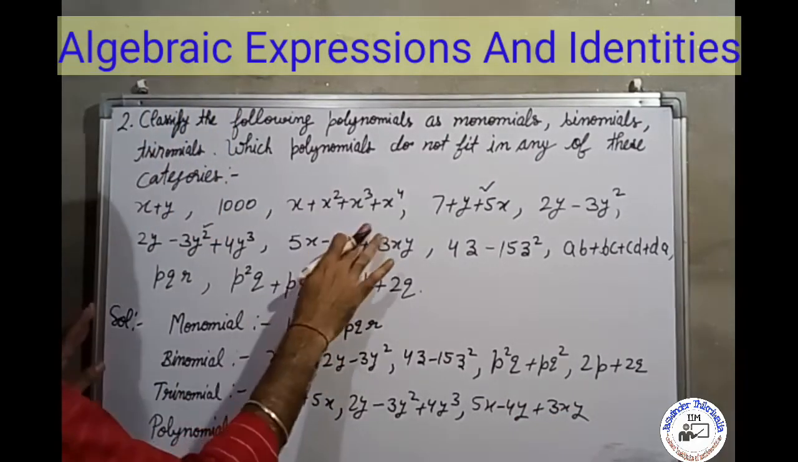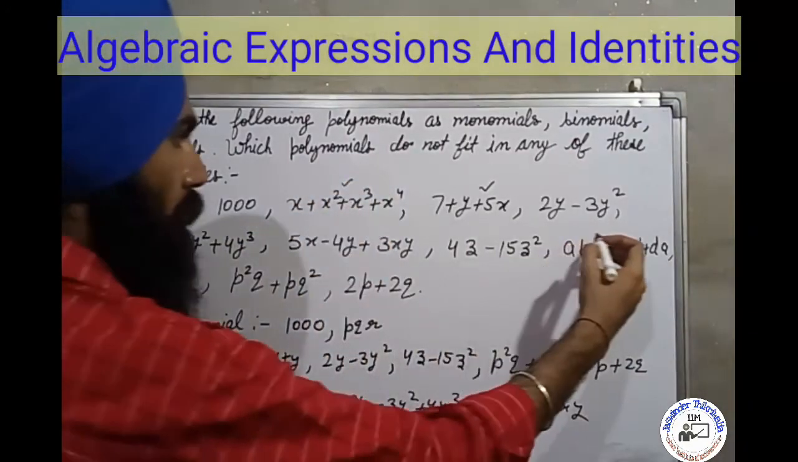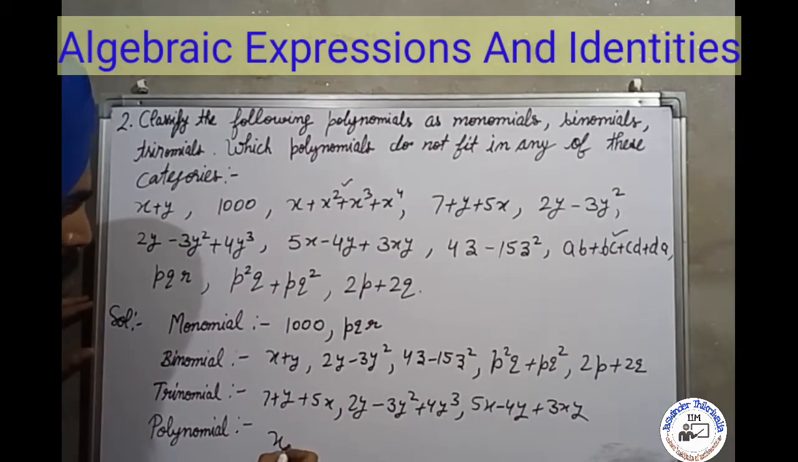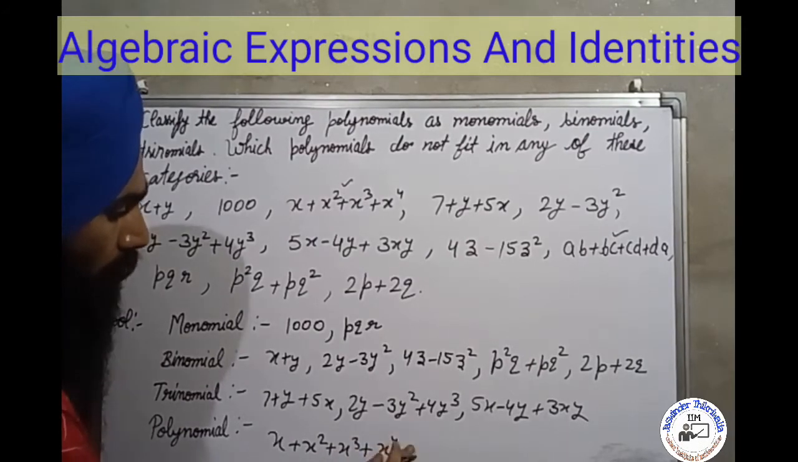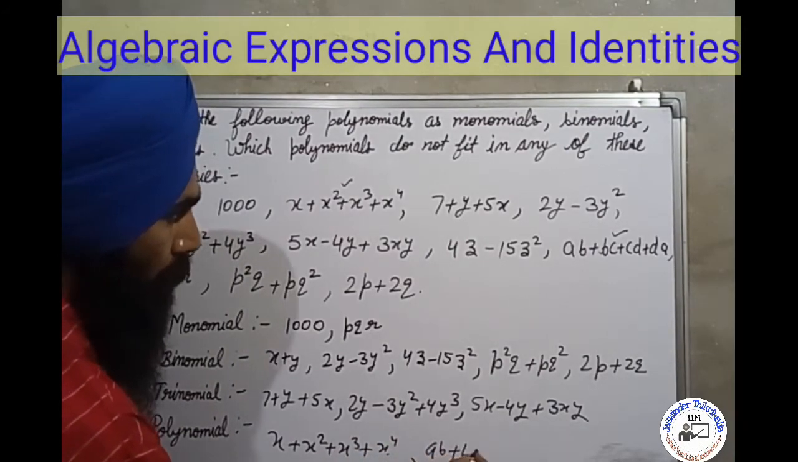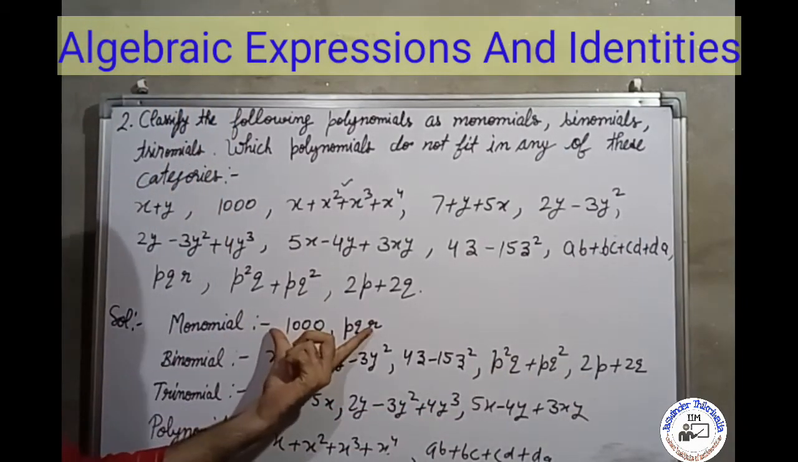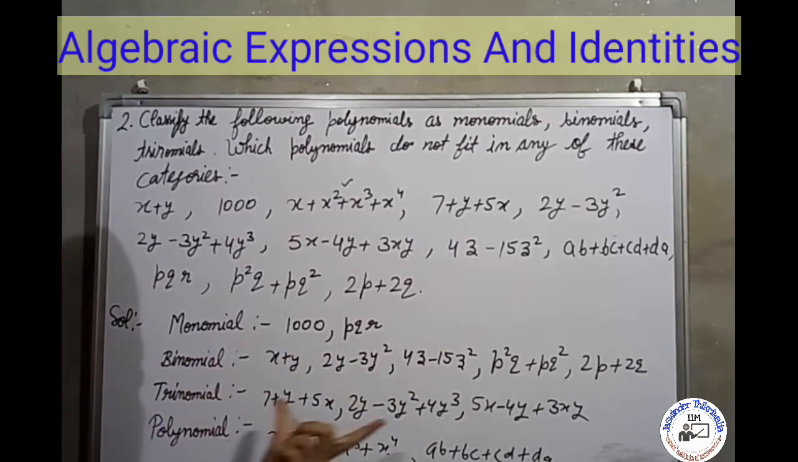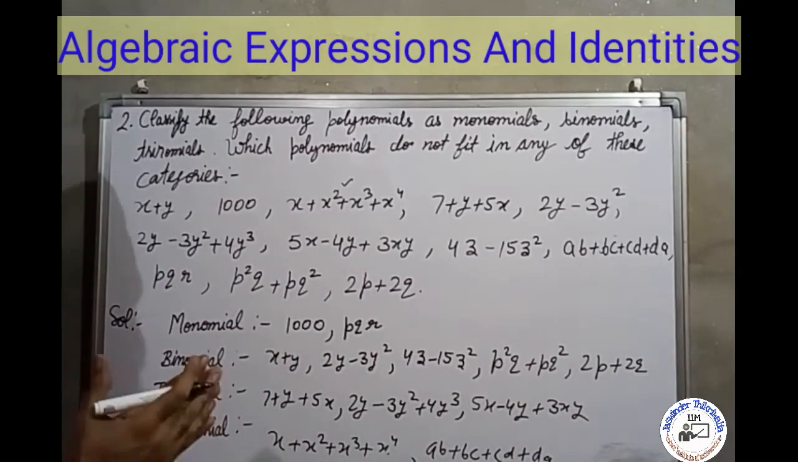So now what is left there? That we write under polynomial. What is left? This term left, this term left. Okay, so now we write here under polynomial: x square, x cube, x4, and AB, BC, CD, DA. So now you count there. 2 are in monomial, 5 are in binomial, and 3 are in trinomial, 2 are in polynomial. So okay, these were categorized according to the number of terms.